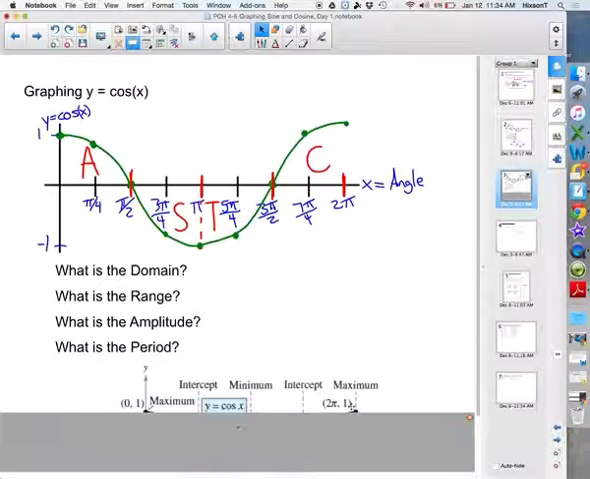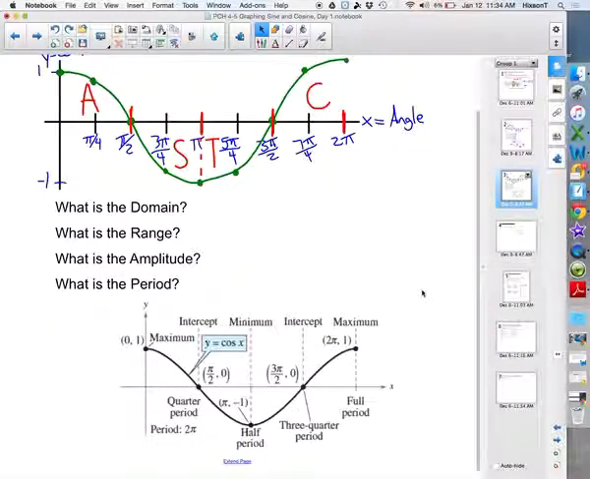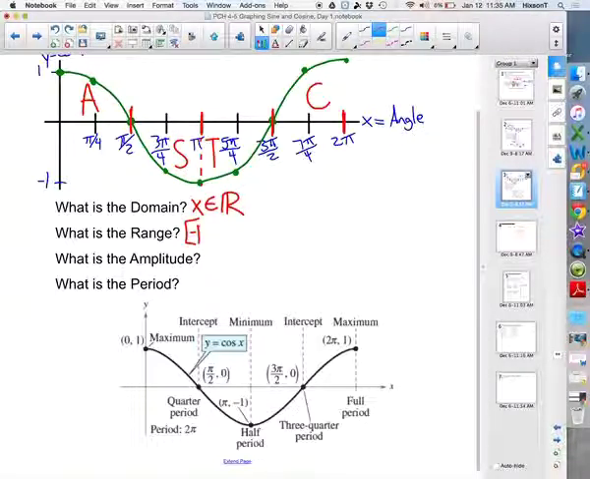So, when we're talking about amplitude, period, domain, and range, all of this is going to be the same because it's the same graph, just shifted over. X is an element of the real numbers. Your range is -1 to +1. Your amplitude is 1, and your period is 2 pi. Okay?